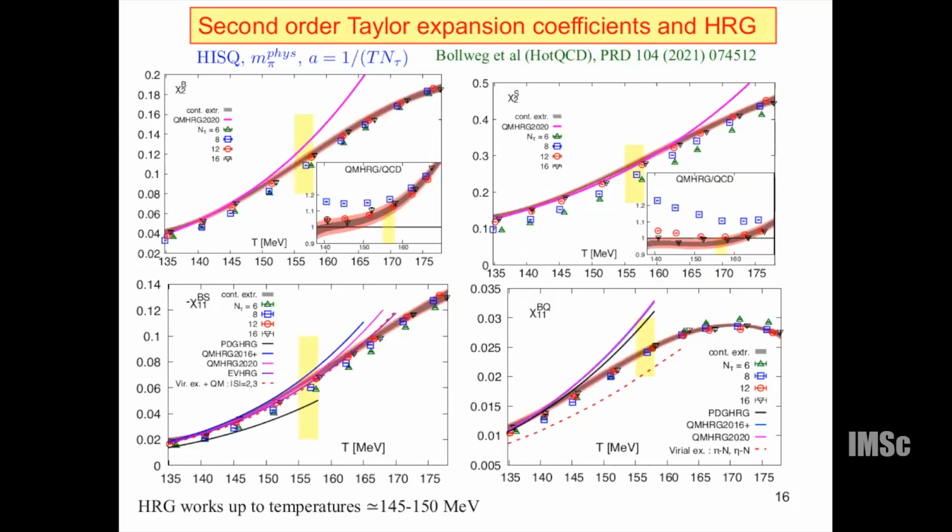Now we can also scrutinize a little bit the agreement with the hadron resonance gas. Here I show the second order fluctuation for baryon number, strangeness, and the cross correlation between strangeness and baryon number.